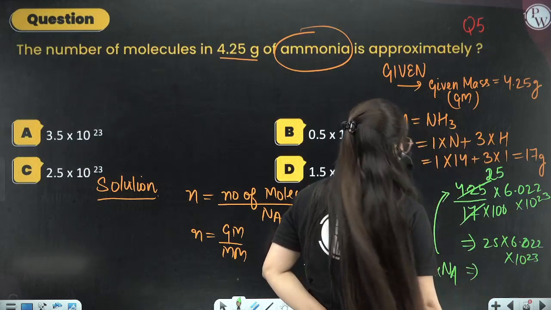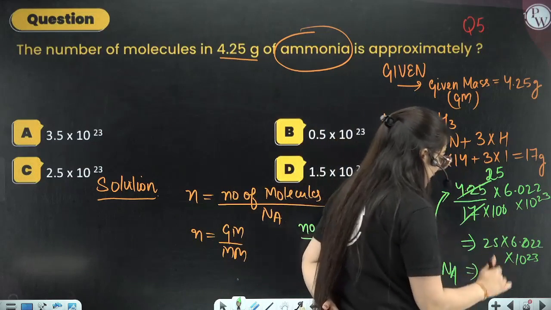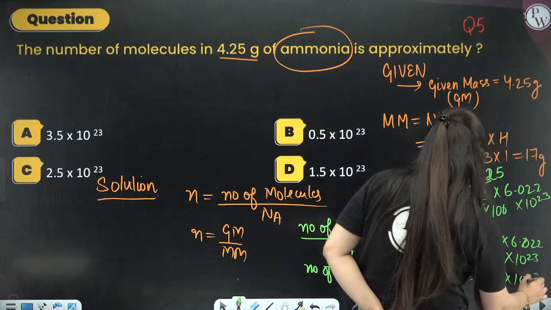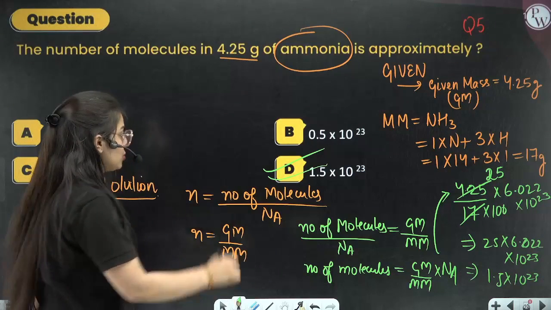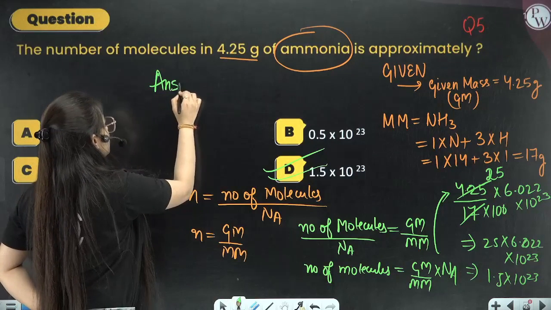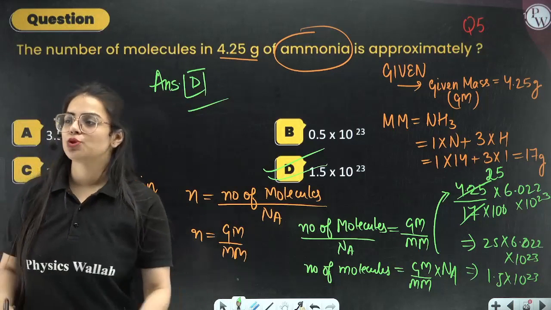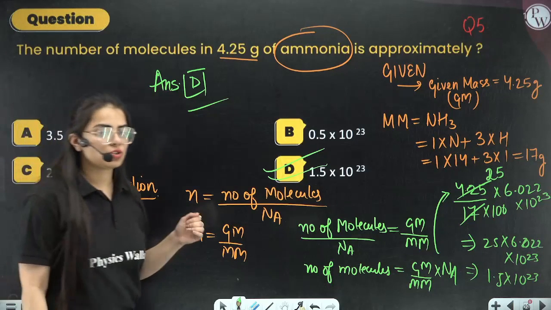Now if we solve it as an approximate value, this comes out to be 1.5 into 10 raised to the power 23. That means option D is going to be the correct answer. So the answer comes out to be option D. I want you all to write it down so that we can move on to our next question. Shall we proceed to the next question of ours?